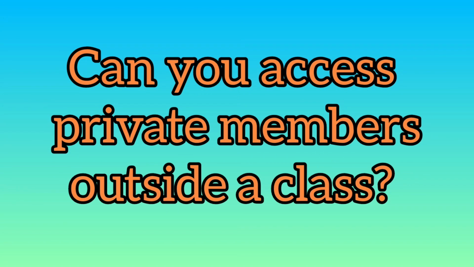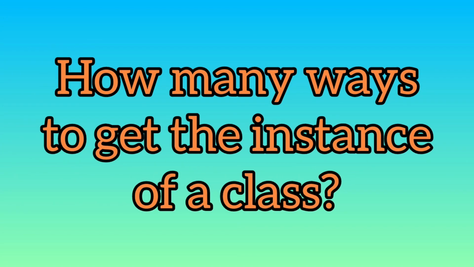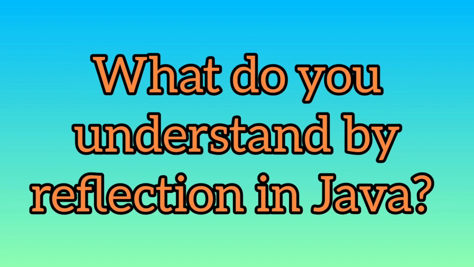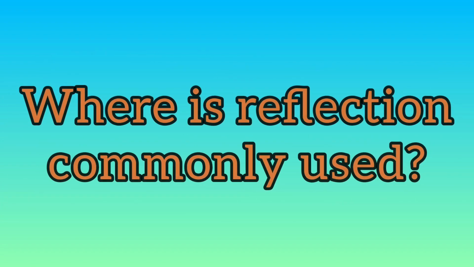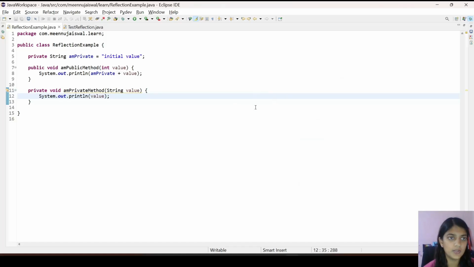Can you access private members outside a class? How many ways are there to get the instance of a class? What do you understand by reflection in Java? Where is reflection commonly used? Let's find out. So this is a sample class which we will be using.